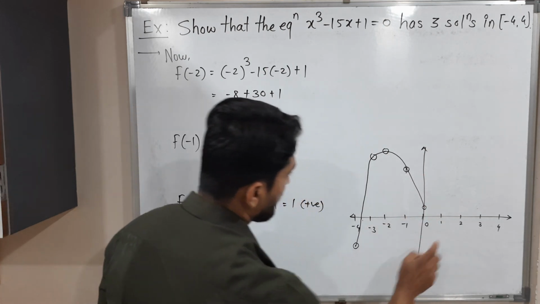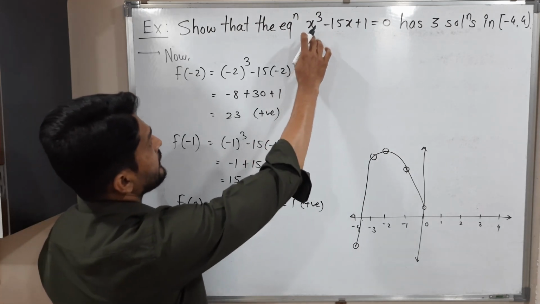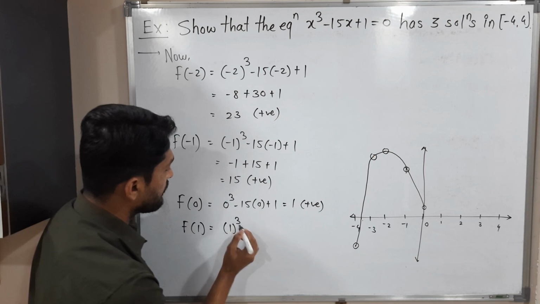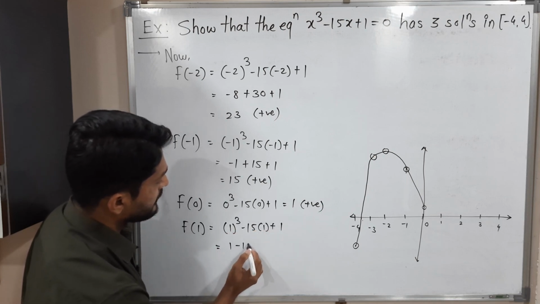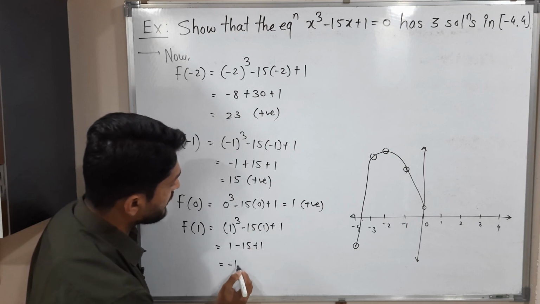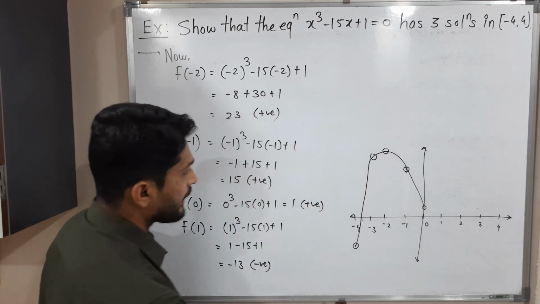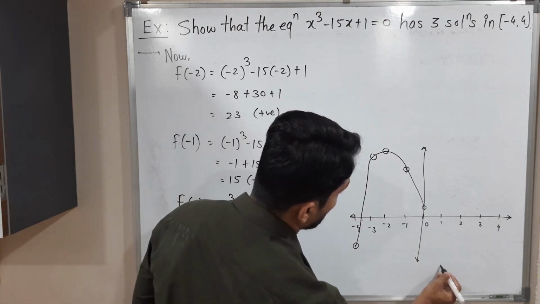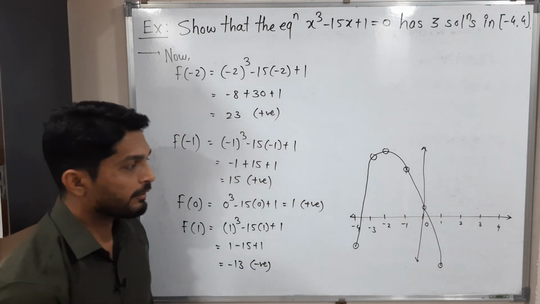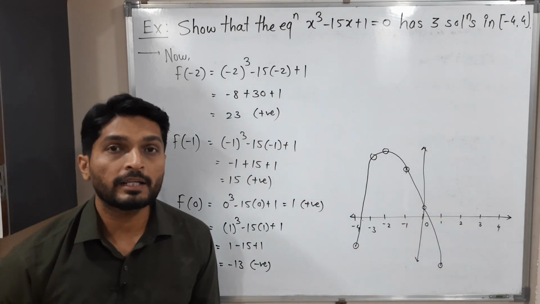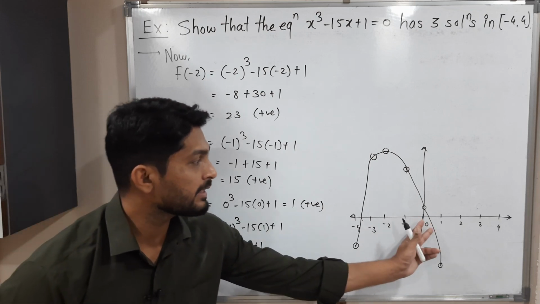Let us move further. Let us find at 1. So f of 1 I am finding. I am going to put x is equal to 1 here. 1 cube minus 15 into 1 plus 1. 1 minus 15 plus 1, that means -13. We got a negative value. Okay, so at 0 we were having a positive value. At 1 we are getting a negative value. That means by intermediate value theorem there exists a solution in the interval 0, 1.